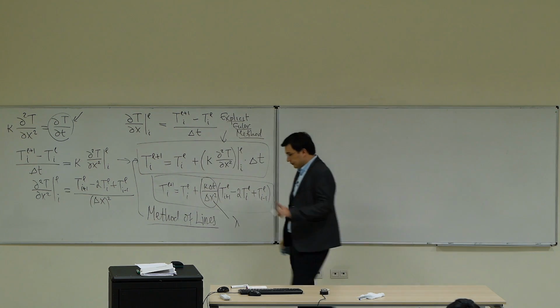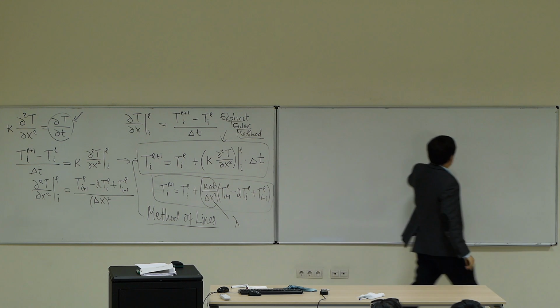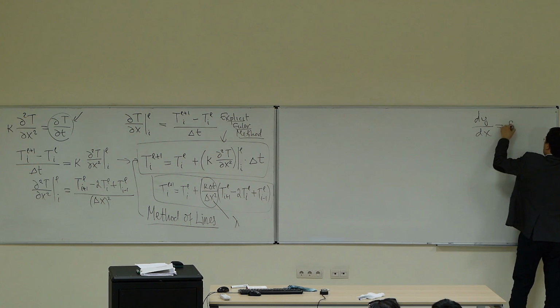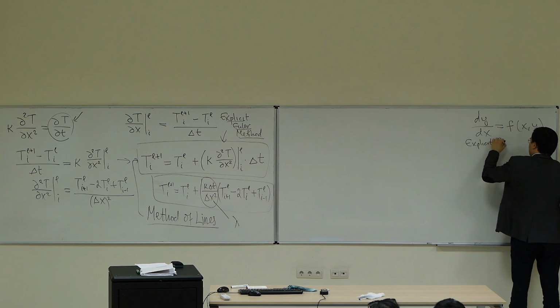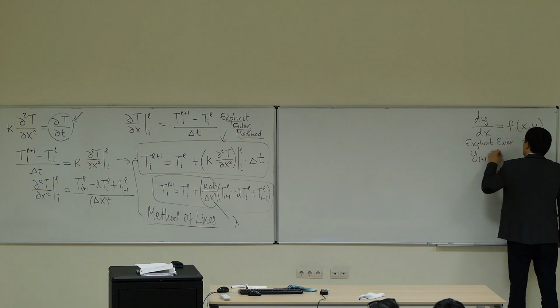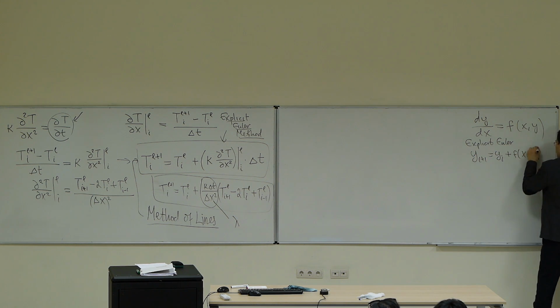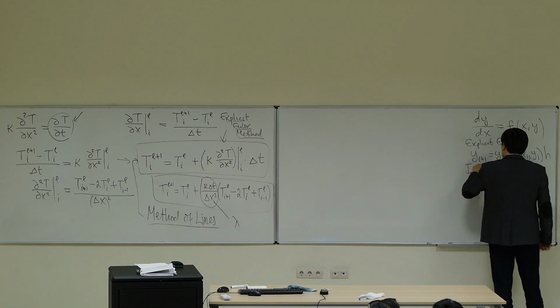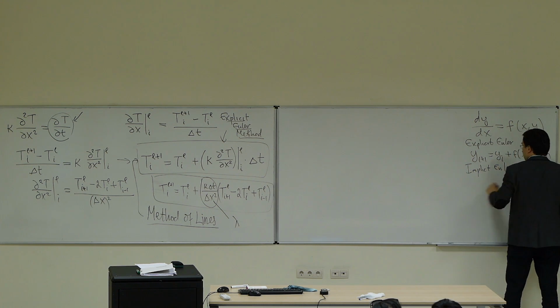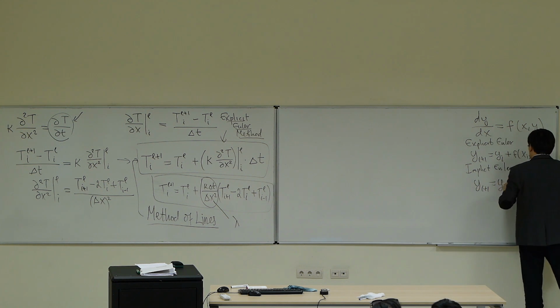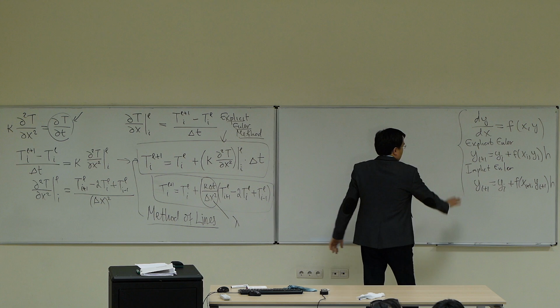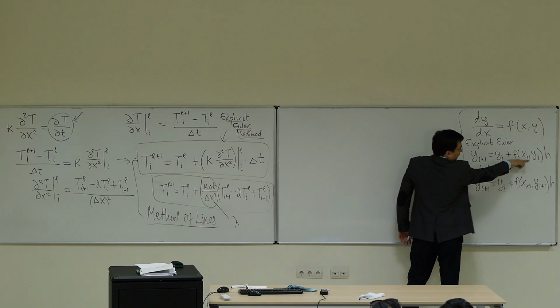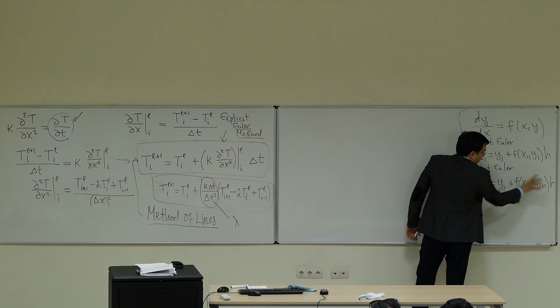Okay, so just to remind ourselves, let's look at this ODE. dy/dx, a very simple ODE, is some f at x and y. So explicit Euler method has this form: y_{i+1} is equal to y_i plus f of x_i, y_i multiplied by h. Implicit Euler, on the other hand, is given by the following formula: y_{i+1} is equal to y_i plus f at x_{i+1}, y_{i+1} multiplied by h. Okay, so that's the difference between explicit and implicit Euler. Here we have x_i, y_i. Here we have x_{i+1}, y_{i+1}.